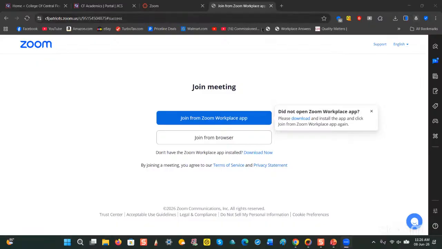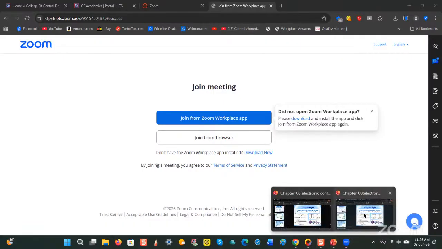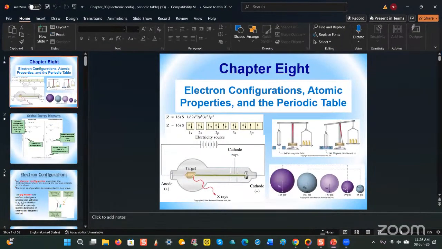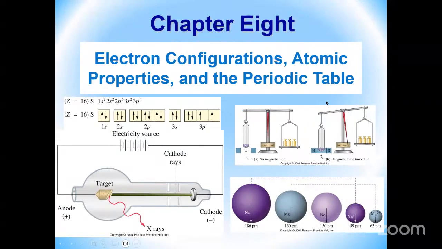All right, so the next chapter is a natural follow-on from the previous chapter, because at the end of chapter 7, we were concerned with determining how the electrons are arranged in the atom according to the shells and subshells and so on, all right?